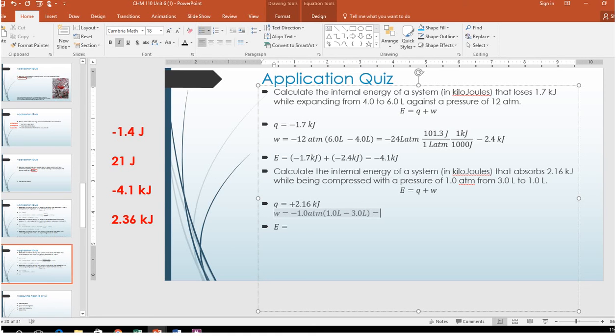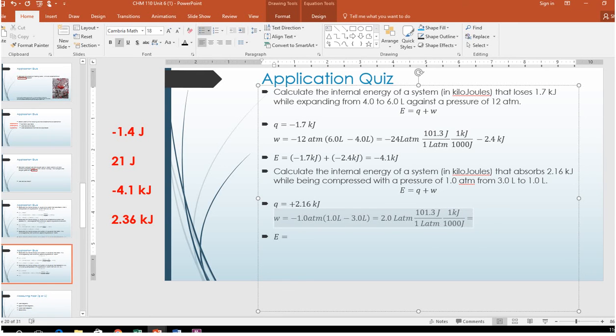This gives us negative 1 times 1 minus 3, or a positive 2.0 if you want liter atmospheres. We don't want liter atmospheres. We want to convert to joules, and then technically, because this says so, we want it in kilojoules. So we're going to use those same conversions where 1 liter atmosphere is equal to 101.3 joules, and then 1,000 joules are in every kilojoule.